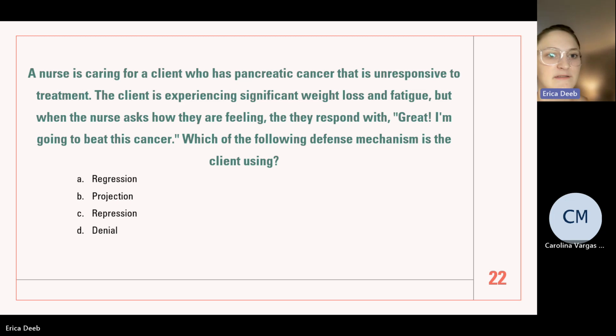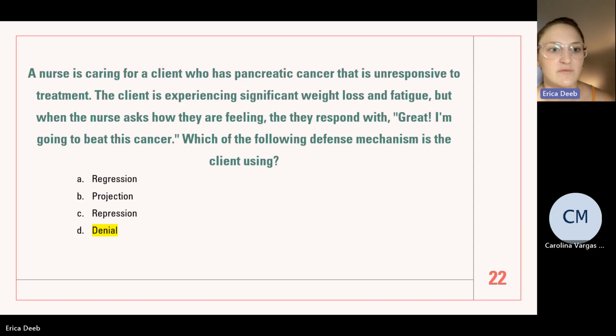So the defense mechanisms are what we use to kind of deal with stress in our life. This defense mechanism is going to be denial. They're having these issues and they're saying, "Oh no, everything's fine, like no worries." So that's denial. They're not accepting what the reality of the situation is.